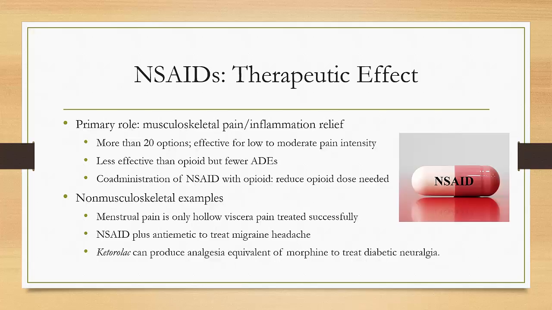NSAIDs are commonly used to treat migraine attacks and can be combined with antiemetics to aid in relief of nausea. NSAIDs and opioids generally lack efficacy in neuropathic pain, such as diabetic neuralgia, or pain associated with shingles. However, ketorolac, 60 milligrams administered intramuscularly, has been shown to produce analgesia equivalent to morphine for this type of pain.